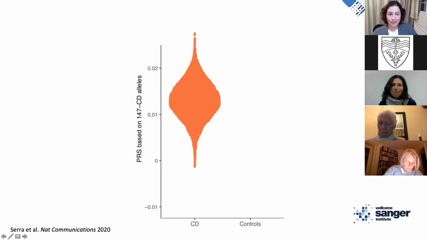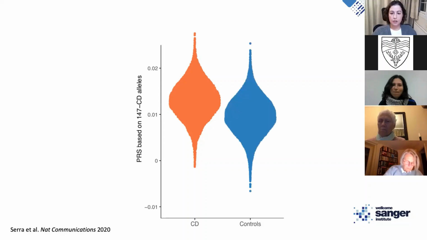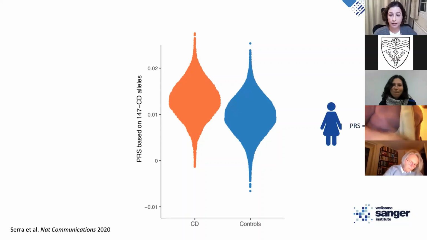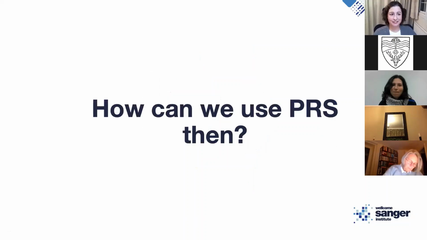Now, let's do the same with a group of healthy individuals. You can see now that the distribution within the healthy individuals tends to be lower. Okay, now let's say we have another person. We don't know if it's a Crohn's disease patient or a healthy individual, and we estimate the same score, which is the PRS. And now we get a PRS of 0.01. Just because the 2 distributions overlap so much, just by doing this we cannot really infer whether it's going to be a Crohn's disease patient or a healthy individual, just because of the distribution. So what can we do? How can we use this PRS then?